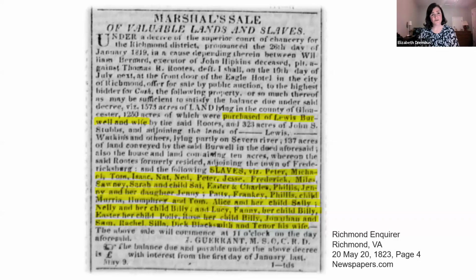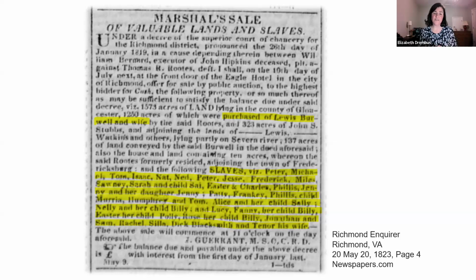So in some of these newspaper ads, you're going to be able to find names of enslaved people. And this is from 1823. So this is beyond the time that the tax records would have listed those names. Perhaps in the Chancery Court records, these names would have also been found, but here they are in a newspaper ad. So again, we haven't really tied this directly to our research.